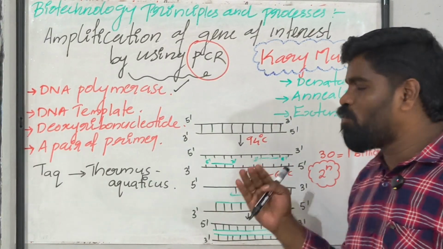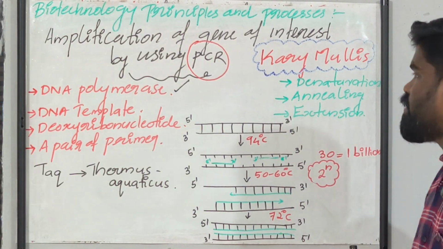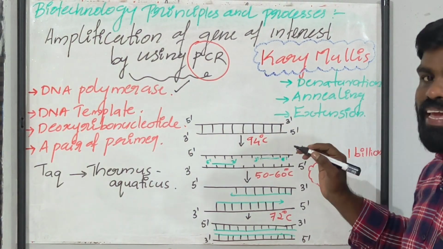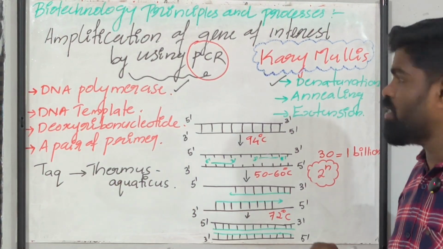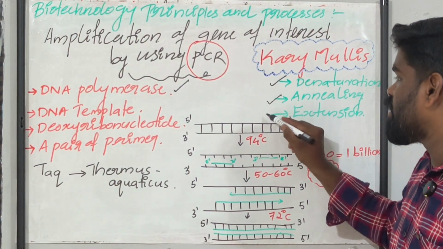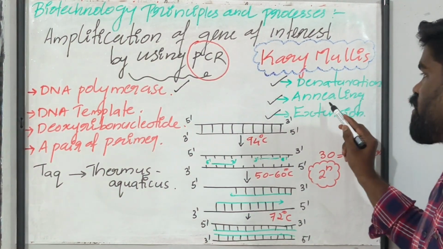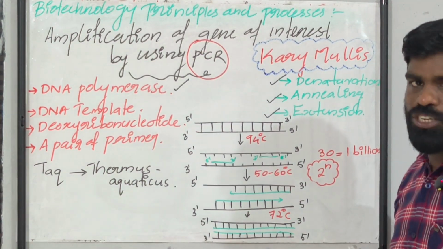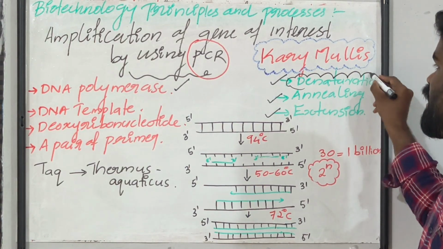Now let's go through the major processes of PCR. PCR has three important steps: denaturation, annealing, and extension. So what were the steps? Denaturation, annealing, and extension. Now, what is denaturation?